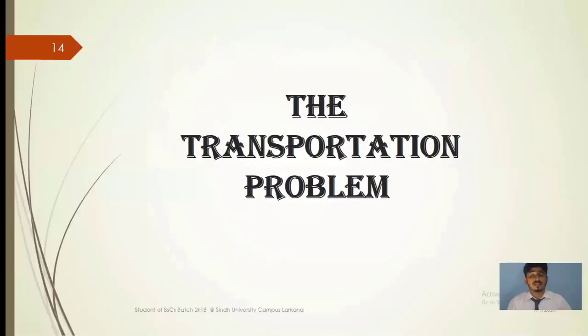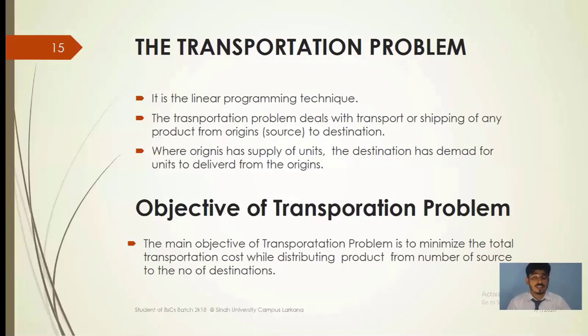So the next topic is the transportation problem. It is a linear programming technique. The transportation problem deals with the transport or shipping of a product from origin sources to destinations, where origins have a supply of units and destinations have a demand for units to be delivered from the origin. The main objective of the transportation problem is to minimize the total transportation cost while distributing a product from a number of sources to a number of destinations.